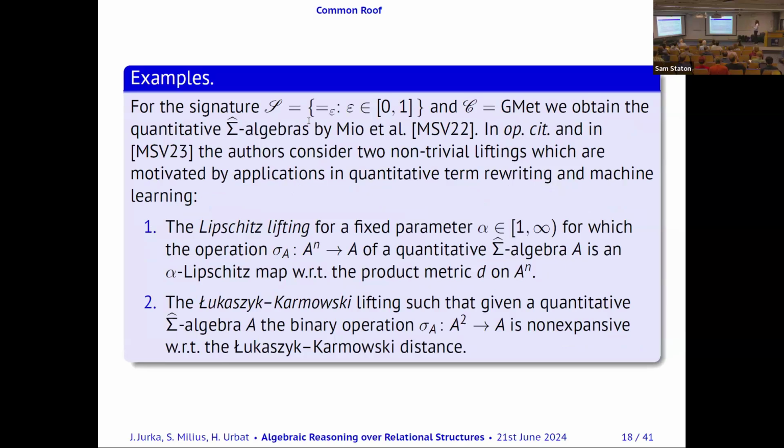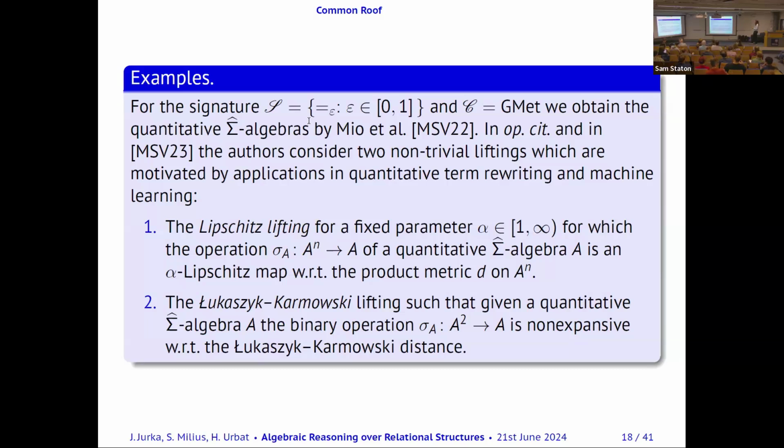Milius et al. considered, for example, these two liftings that are motivated by quantitative term rewriting and machine learning. So the first one is the Lipschitz lifting, for which one obtains that the operations are alpha-Lipschitz maps with respect to the product metric, and then the Lukaszyk-Karmowski lifting, which captures non-expansivity of operations with respect to the Lukaszyk-Karmowski distance.